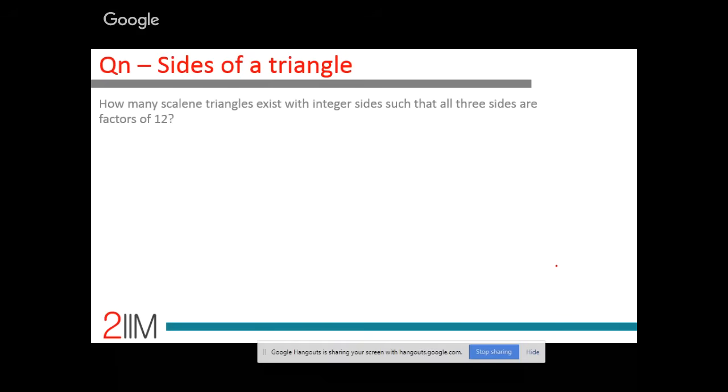These kind of questions are very common. So 1 unit of number systems, 1 unit of geometry. And that's prime testing territory. Simple idea. You're talking about a triangle. Sum of two sides has got to be greater than the third. All sides are factors of 12. List down all factors and then count carefully. Very simple.